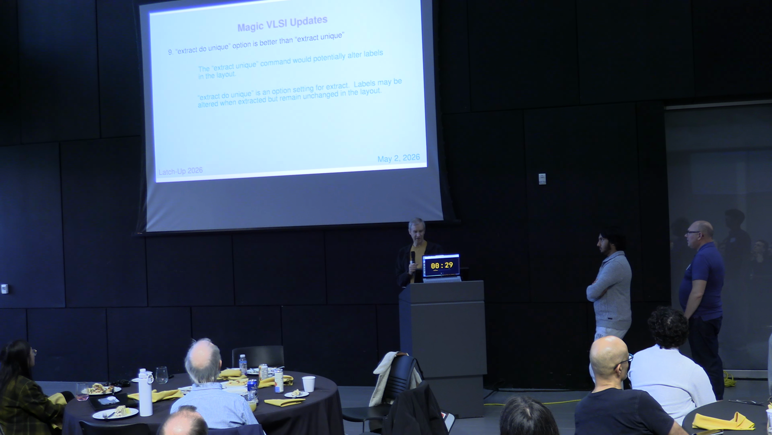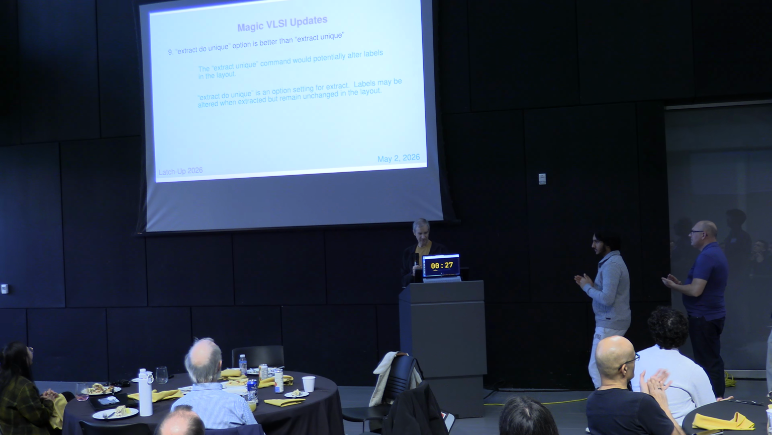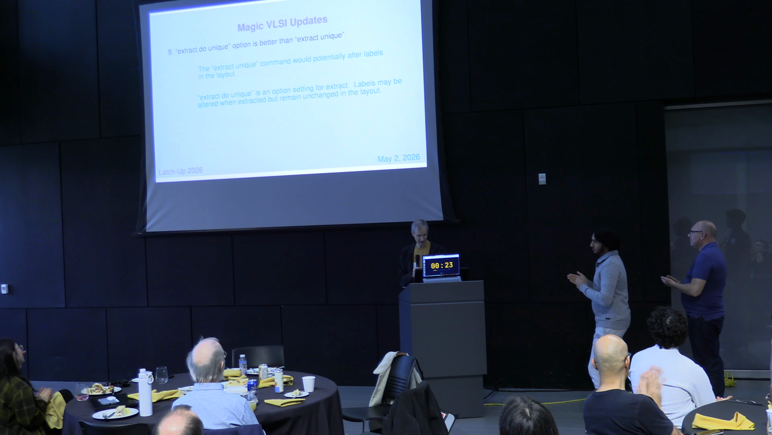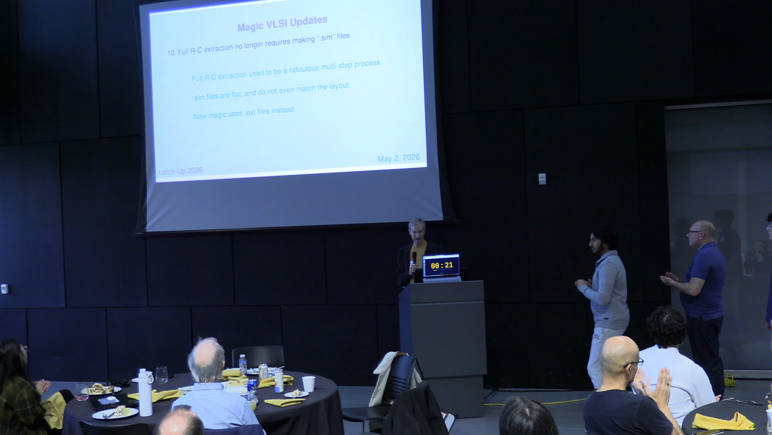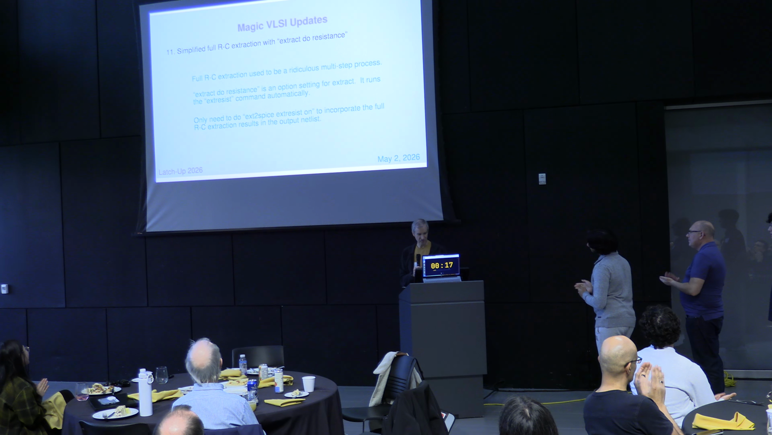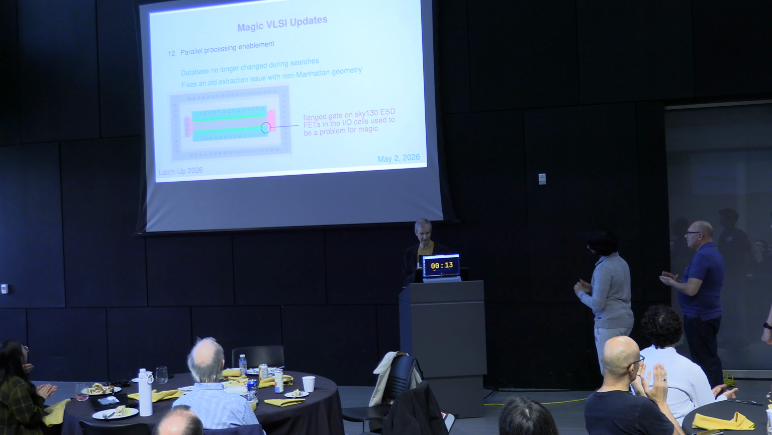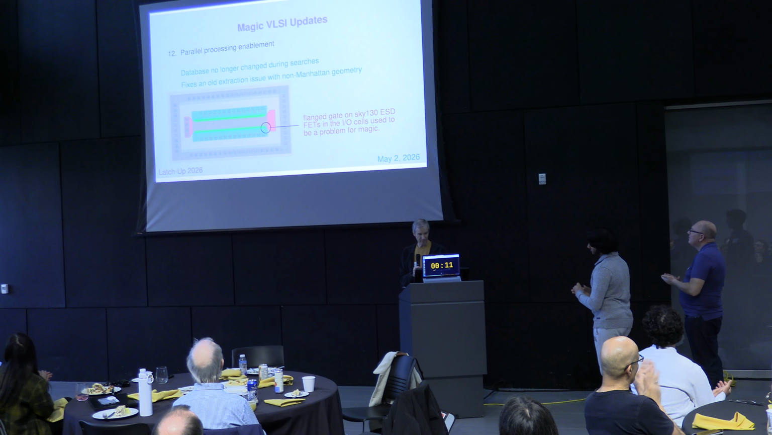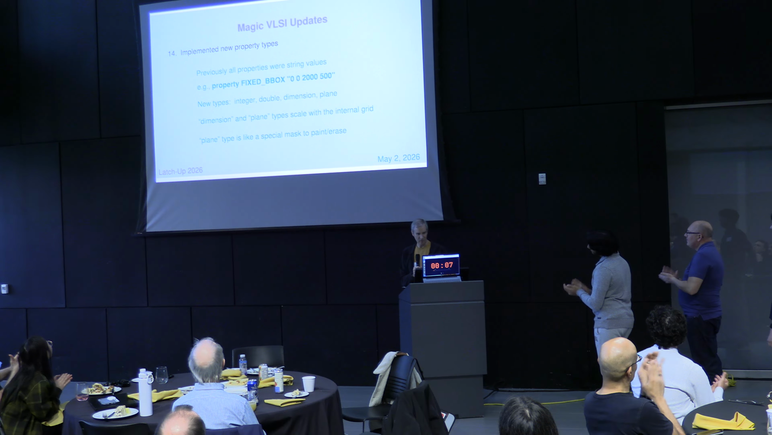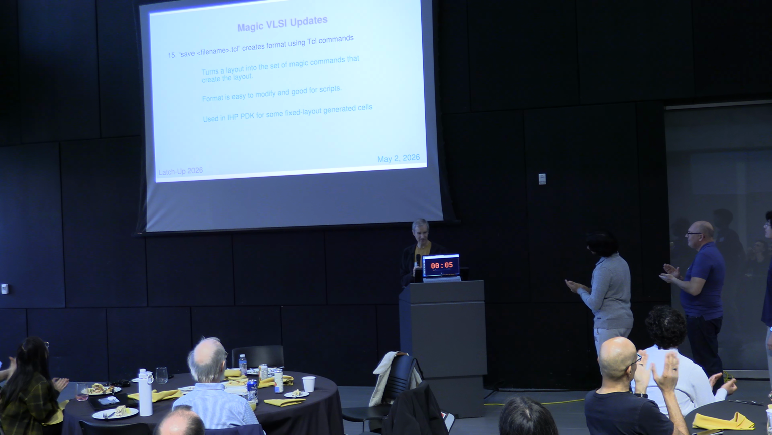The RC extraction in Magic was a big mess, and I have pared that down. Extract do unique is better than extract unique. I got rid of the whole sim file format thing. And the resistance extraction can just be an option, extract do resistance. The parallel processing enablement allows people to map command lines to request to property rights.